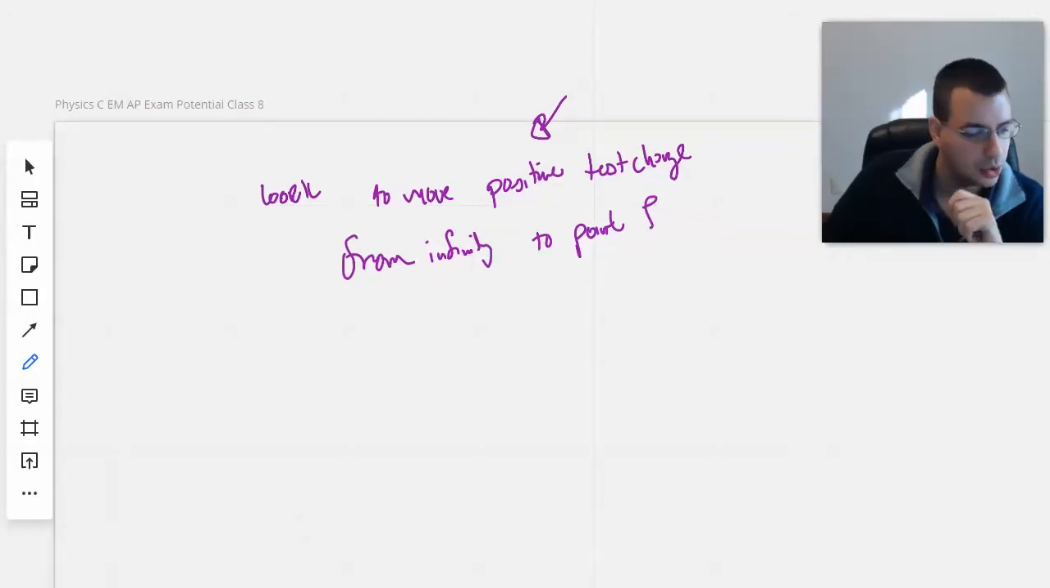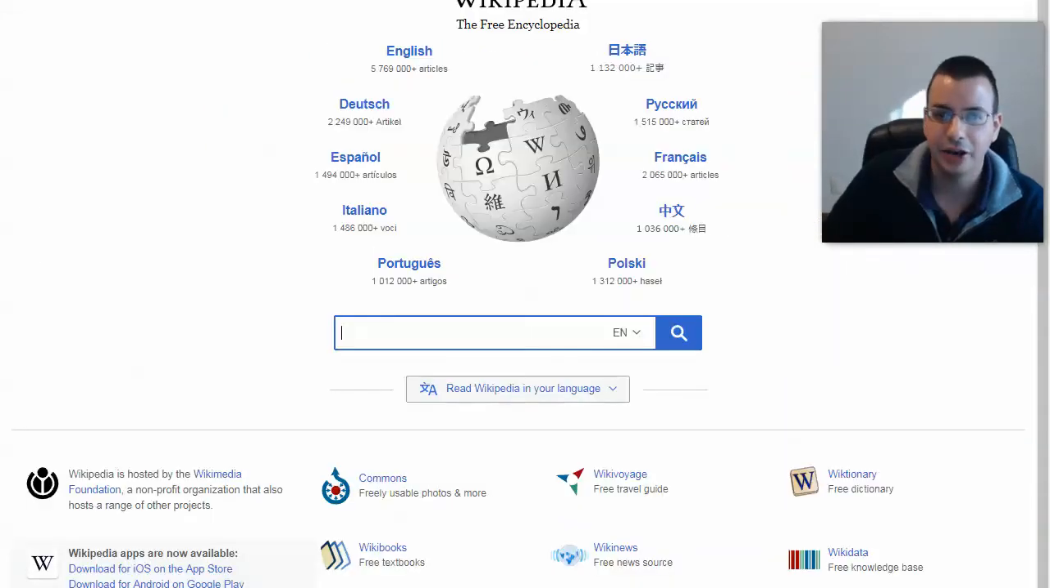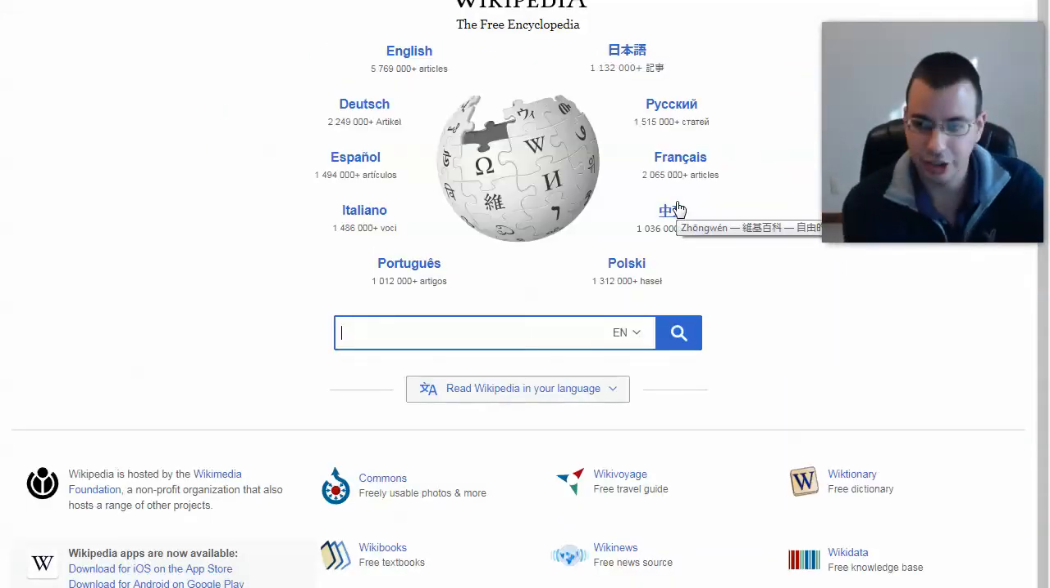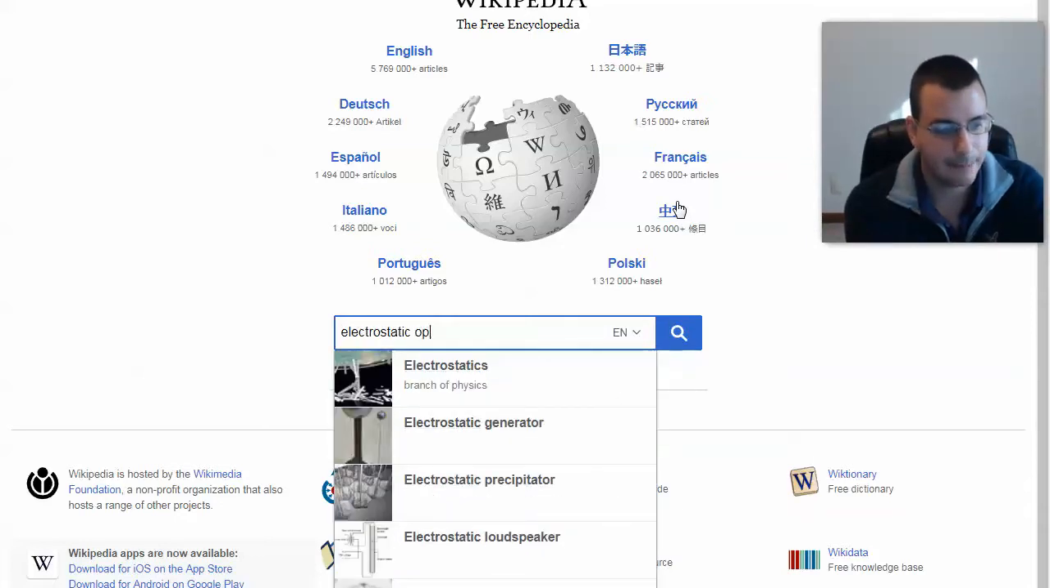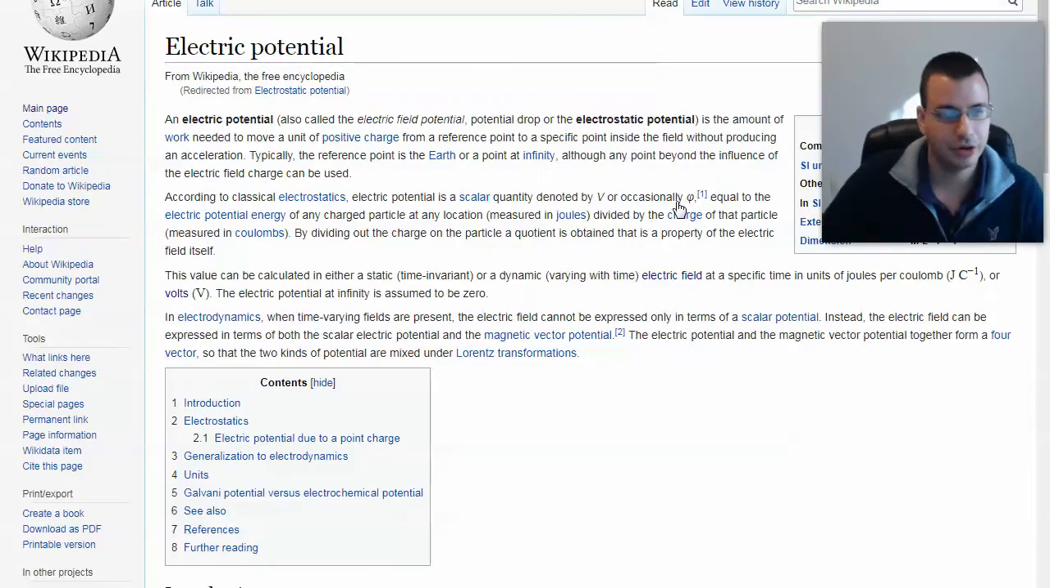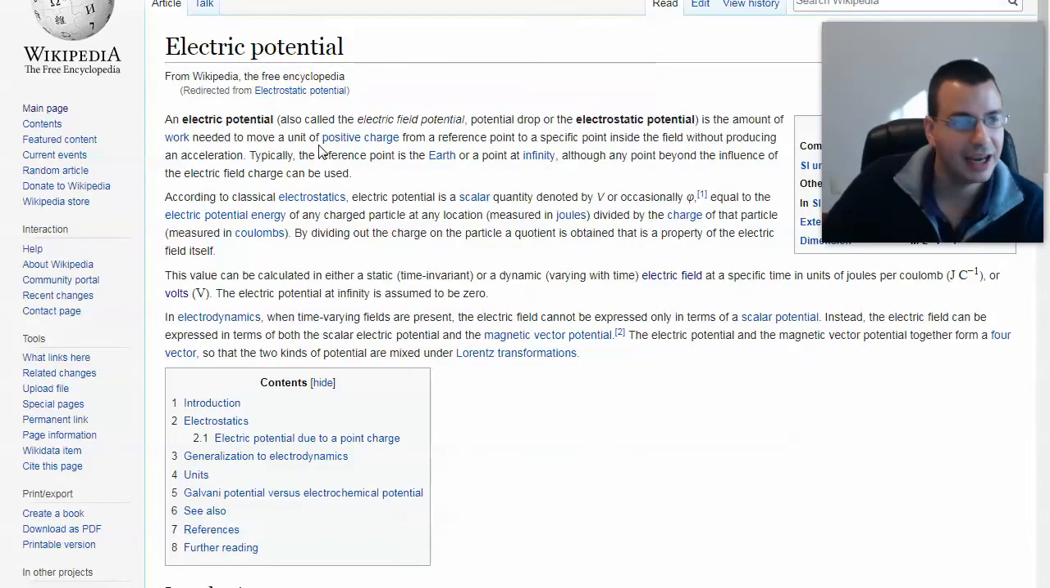I'm going to look this up on Wikipedia real quick. I know Wikipedia is not the end-all, be-all of definitions and should be trusted only as far as you can throw it. All right. So, the electric potential is the amount of work needed to move a unit of positive charge from a reference point. I'm going to call this reference point infinity. And they say down here, point inside the field without producing an acceleration. Typically, the reference point is the Earth, or a point at infinity. We'll choose infinity. Scalar, yep. So the key points here I'm going to take is work, positive charge from infinity.